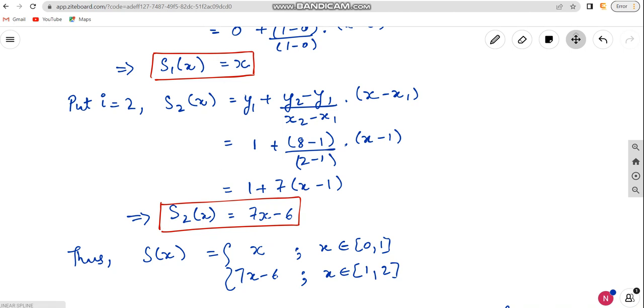So please see how I have written this. This is the format to write a spline function. For x belonging to [0, 1], that is x lying between 0 and 1, S1(x) is x, and for x in [1, 2], S2(x) is 7x minus 6.